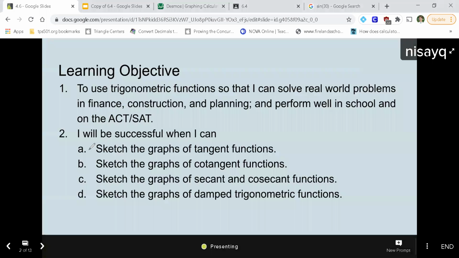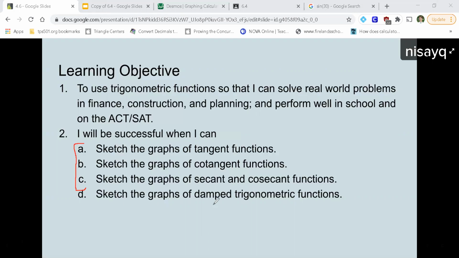Again, for today, we're going to do these. We're going to sketch graphs of tangent, cotangent, secant, and cosecant functions. And actually, I went ahead and cut D. I don't think we had enough time to go over it in my other hours. And to be honest, it's not used that much at all. If you want to learn about damped trigonometric functions, you can. It's in the slides, it's in the lecture notes, it's in the textbook, but I'm not going to test you over it.